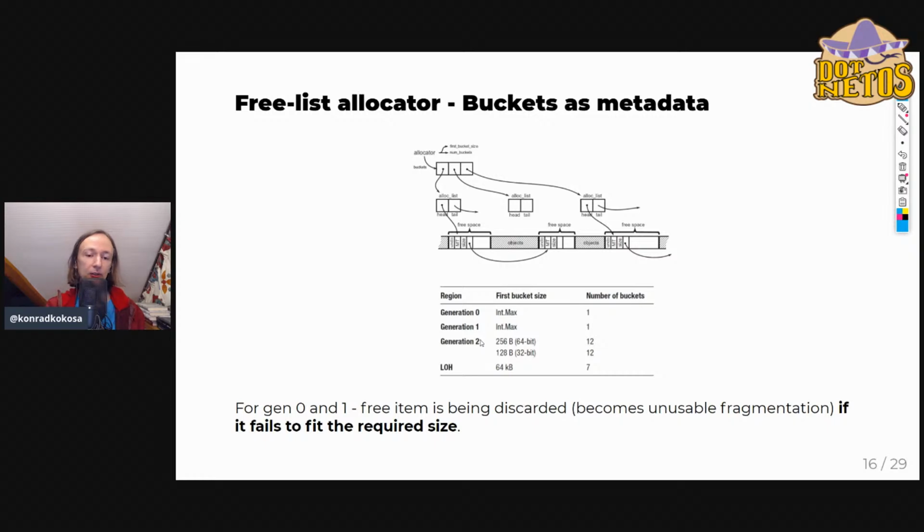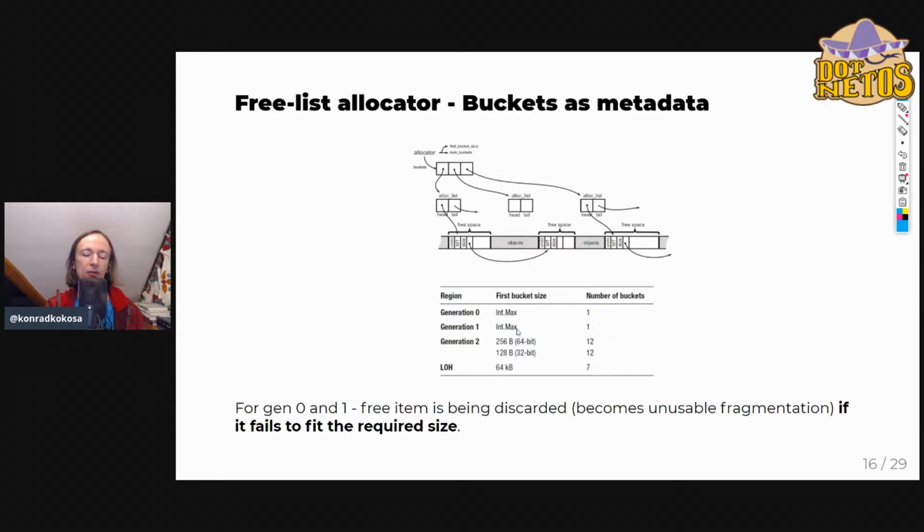As you see here, there are various differences in how buckets are organized. For example, generation 0, because we assume that it is not so big, has only a single bucket. So it is indeed a flat, singly linked list of items of free space. The bucket size, the first one, is the maximum, obviously fitting all possible sizes. The same goes for generation 1.